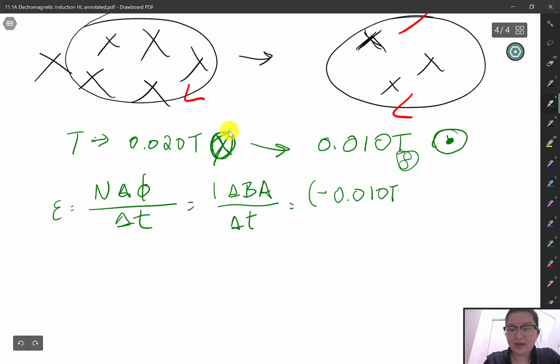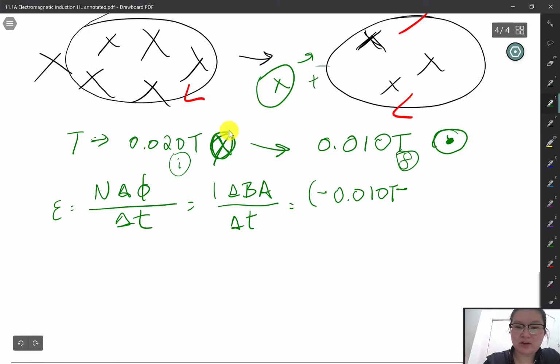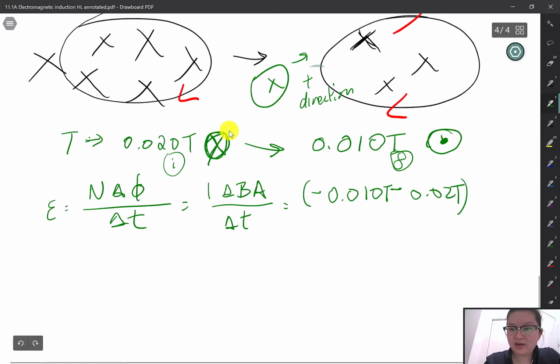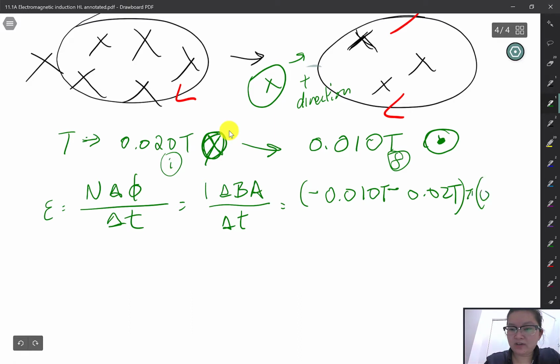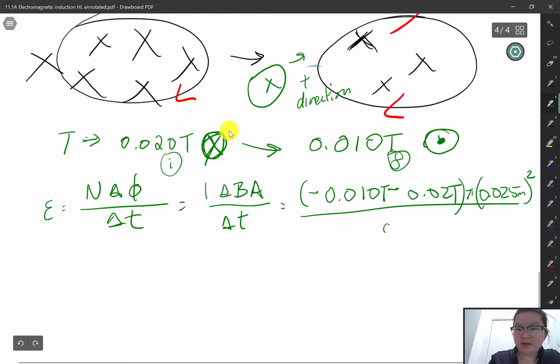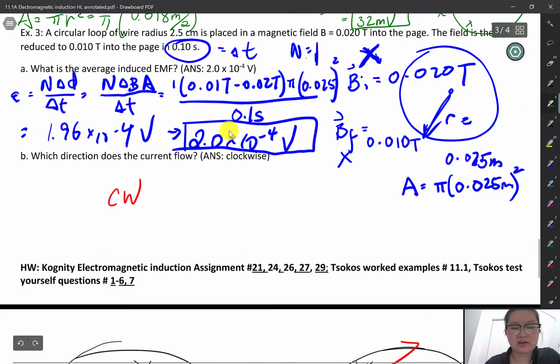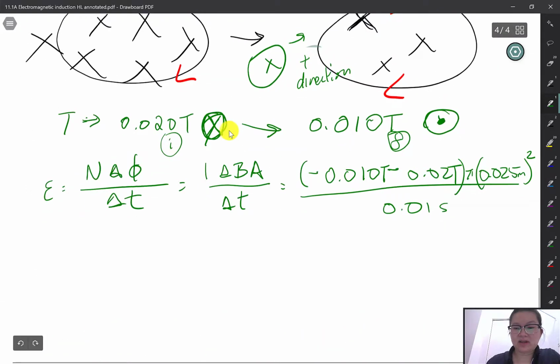0.010 Tesla. And I'm going to subtract the initial, which is this one, and this one is into the page. So that's going to stay positive. So I'm just going to write that here. Going into the page, this is going to be positive. That's going to be our positive direction. Let's just write direction here, okay? All right, so that's going to subtract 0.02 Tesla, that's going into the page. The area, which is pi r squared, and I believe r was 0.025 meters squared for the radius, divided by the time 0.01 seconds, or did I get that? No, 0.1 seconds. And the radius is correct. And here we go.